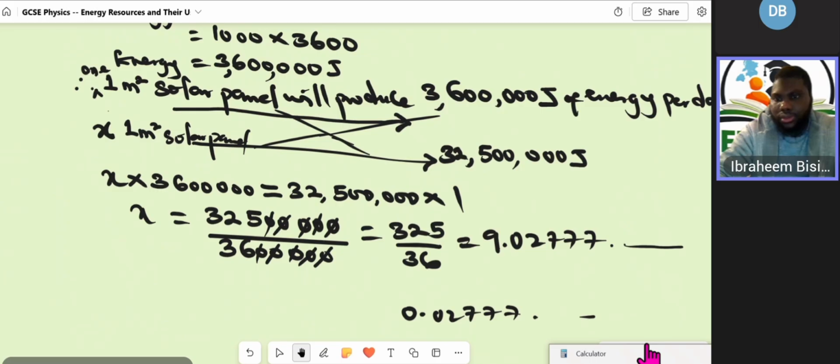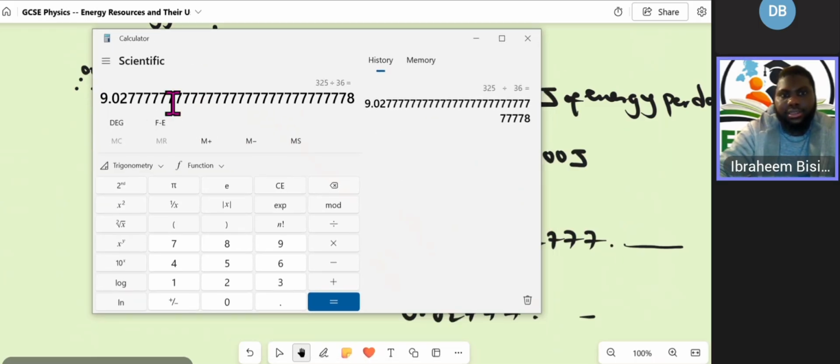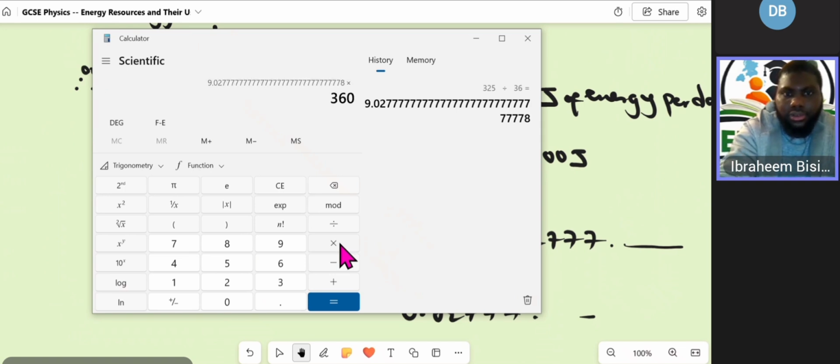Oh, it's already here. So if we multiply this by 0.0277, so by 3 million, the answer times 3,600,000 joules of energy. Yeah. And let's see what it will give us. There's a mistake. Cancelled everything.